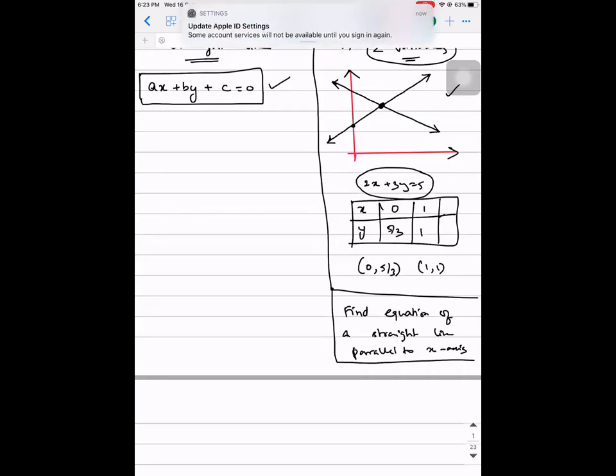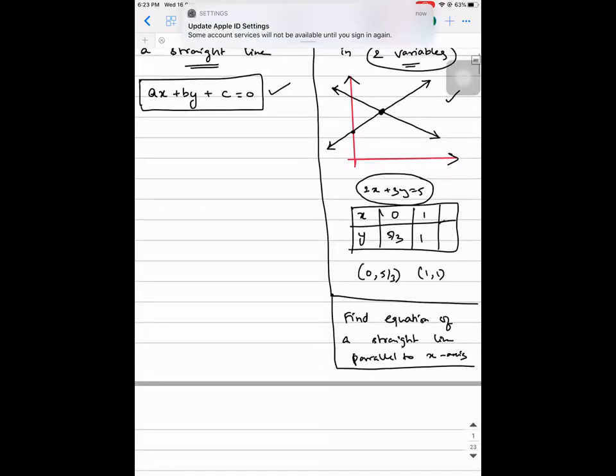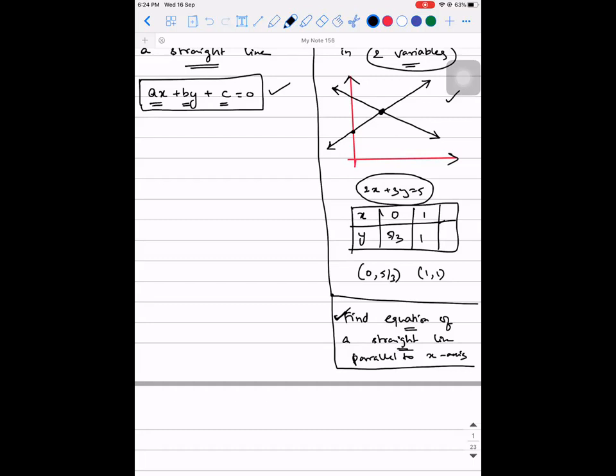So what I'm trying to say is, every straight line in this world will have only this as the general equation. No other option other than that: ax + by + c = 0. It's fixed. But each line given in a question will follow a specific condition. For example, find the equation of a straight line which is parallel to the x-axis.